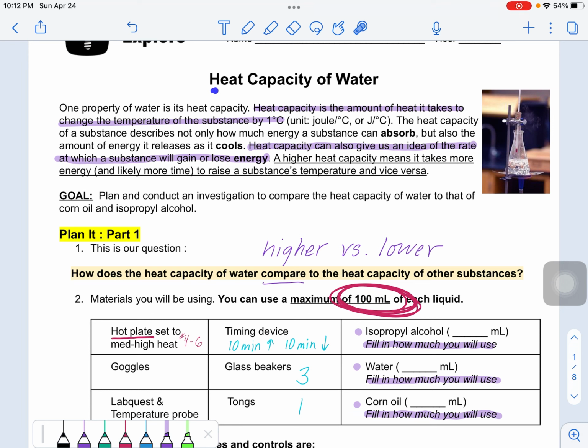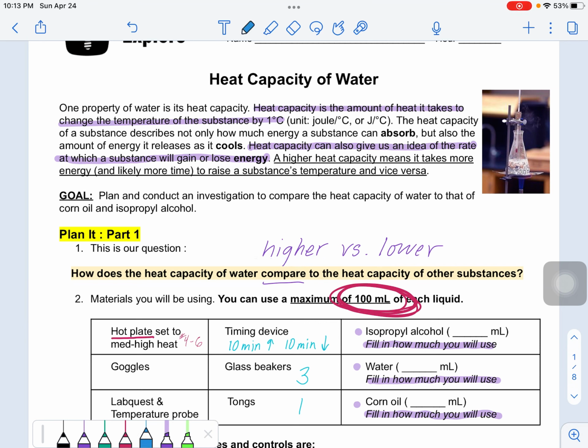When we think about what heat capacity is, it's the amount of heat that a substance can take in to get its temperature to change by that 1 degree. So it gives us an idea of how much heat and energy a substance can both absorb and release. That's why we did our 10 minutes of warming and 10 minutes of cooling, right? Our focus here, again, is to compare water to our other substances, and our goal is to essentially be able to rate each substance as a higher or a lower heat capacity compared to each other.